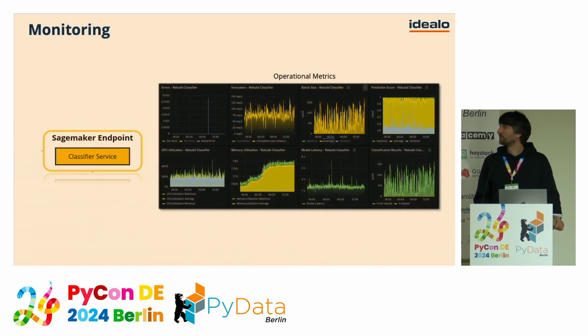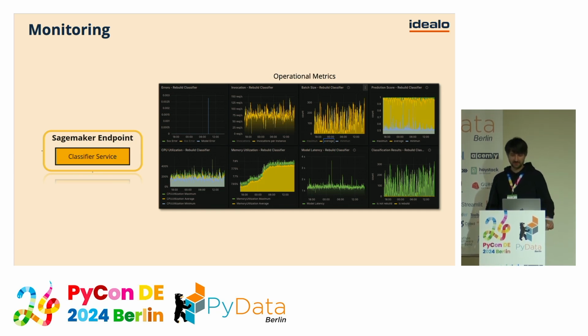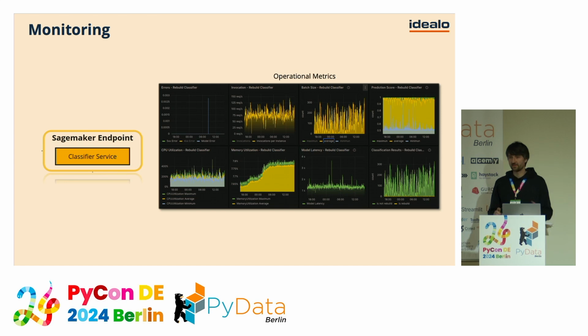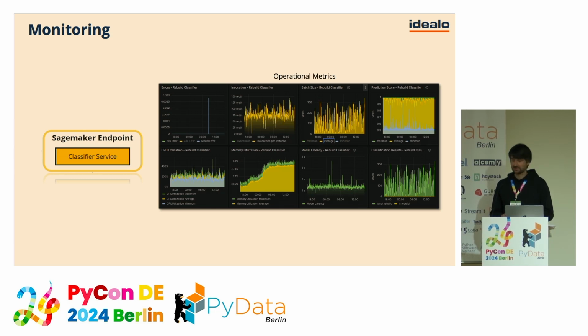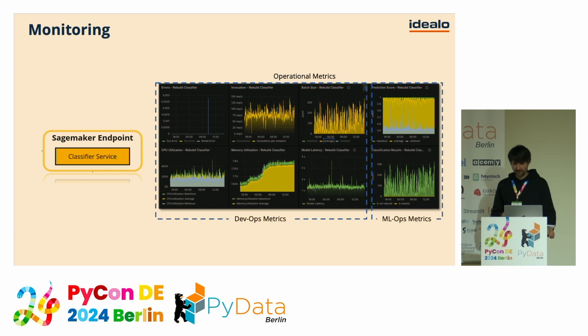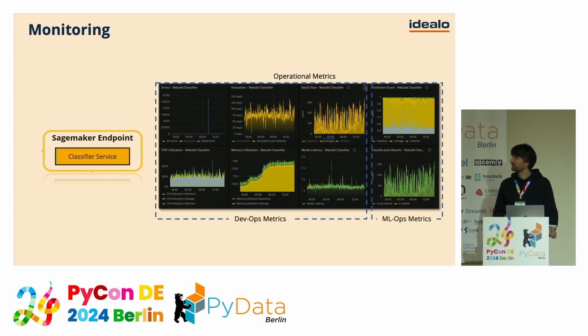For monitoring, we use Grafana in combination with the CloudWatch metrics on AWS. We classify our metrics into operational metrics, training data metrics, and model metrics. The difference between operational metrics and the other metrics is that they have to be monitored on different timescales. This figure here shows operational metrics, and we are interested in the last 24 hours. These operational metrics contain some classical DevOps metrics like the CPU load, memory load, and latency of the endpoint.